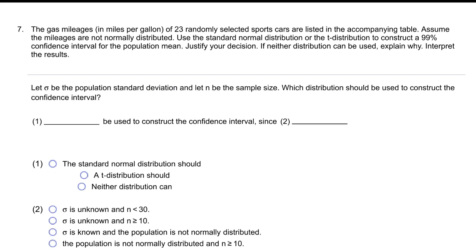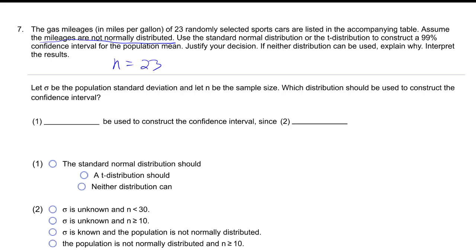All right, let's take a look at this last example here. Again, we have to choose and see what we can do. Gas mileages in 23 random sports cars are listed in the table below. Okay, so n is 23. Mileages are not normally distributed. All right. And then we should choose a distribution or explain why we can't.